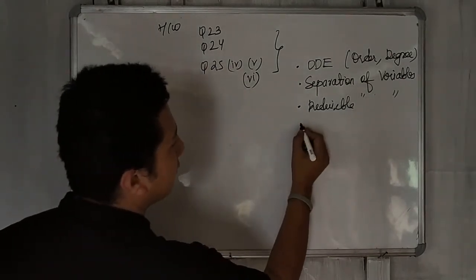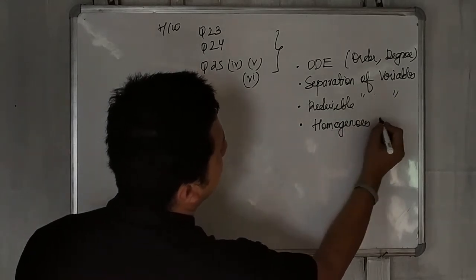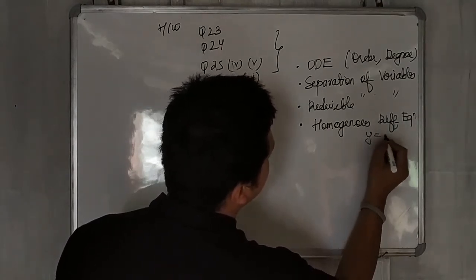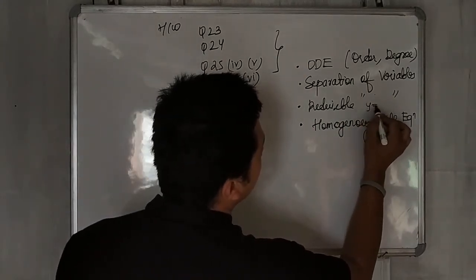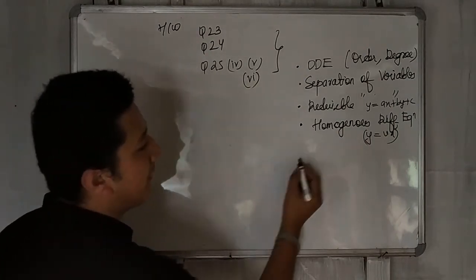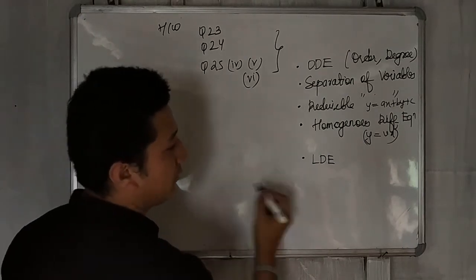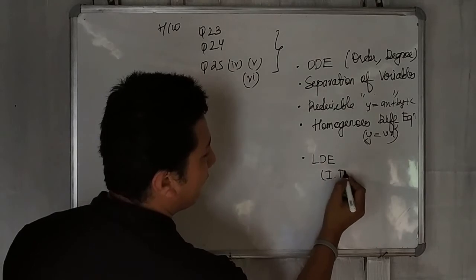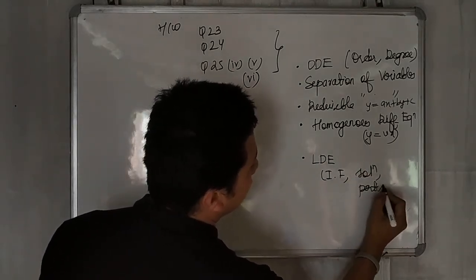And then after that we did homogeneous differential equation, isn't it? y is equals to vx, right? And reducible was y equals to ax plus by plus c. I hope you remember. And then finally we learned about linear differential equation, linear differential equation of first order in x and first order in y. We have learned about integrating factor and then its solution and then particular solution also.